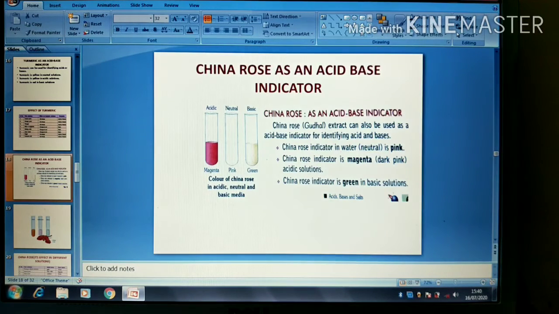Now coming to China rose as an acid base indicator. China rose extract can also be used as an acid base indicator for identifying acids and bases. China rose indicator in water, that is in neutral medium, is pink. China rose indicator is magenta or dark pink in acidic solution. You have to remember that China rose indicator is magenta or dark pink in acidic solutions, and green in basic solutions.